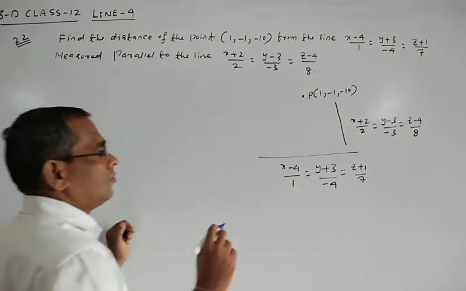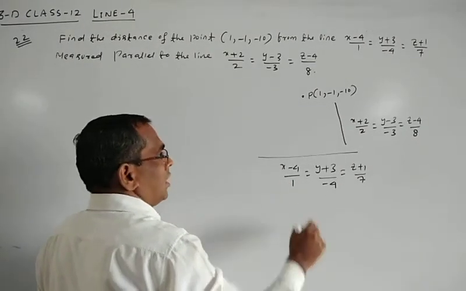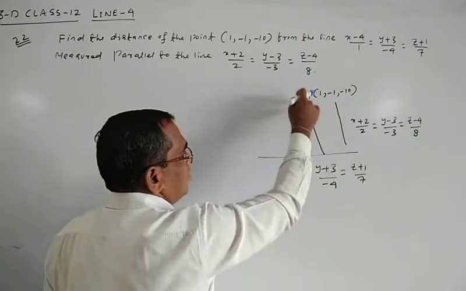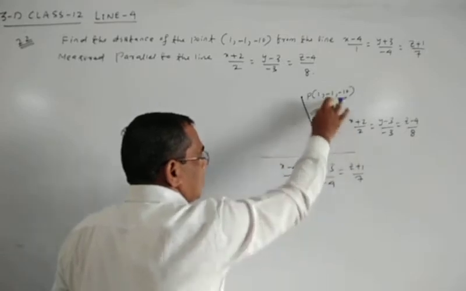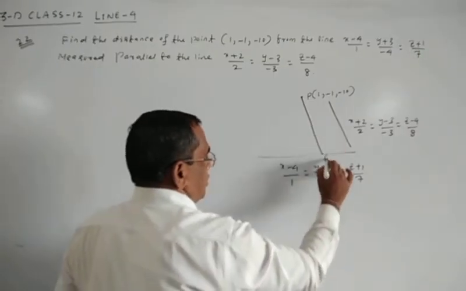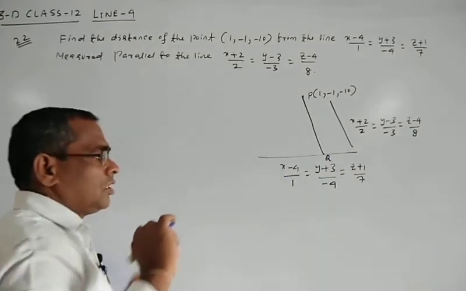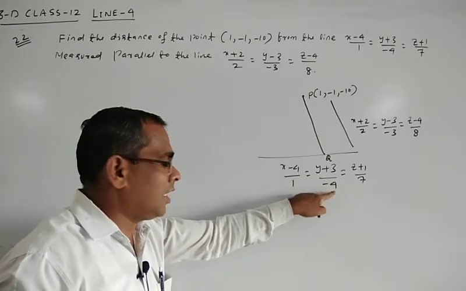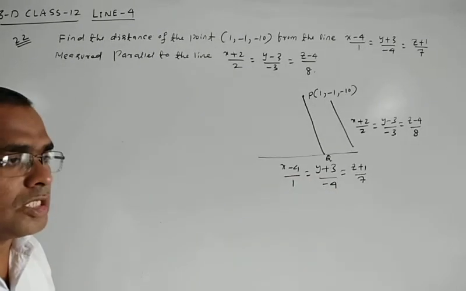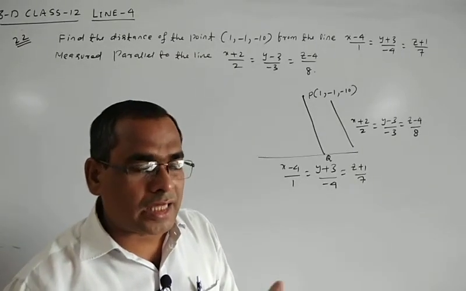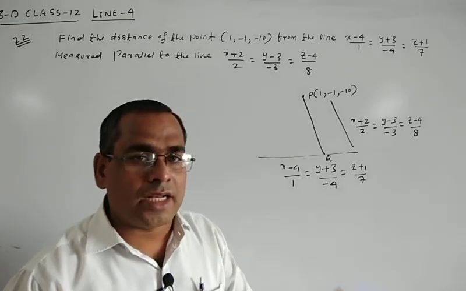First you have to find the line. Draw the line from this point P to the given line, and this line must be parallel to this line. Okay. So this point is Q. What is the Q? Q is the point of intersection of this line PQ and the given line, this one. So first you have to find the point of intersection. You know how to find the point of intersection of two lines, like that point of intersection of a line and a plane.